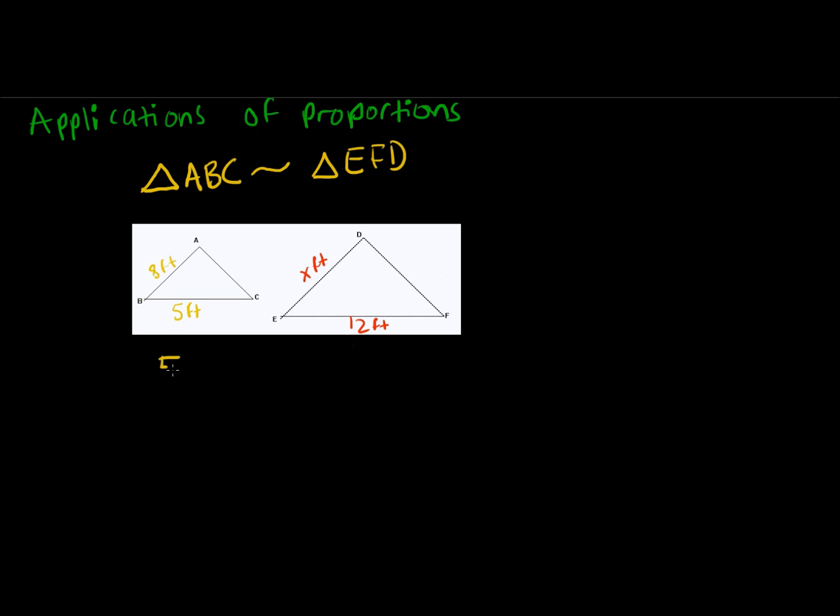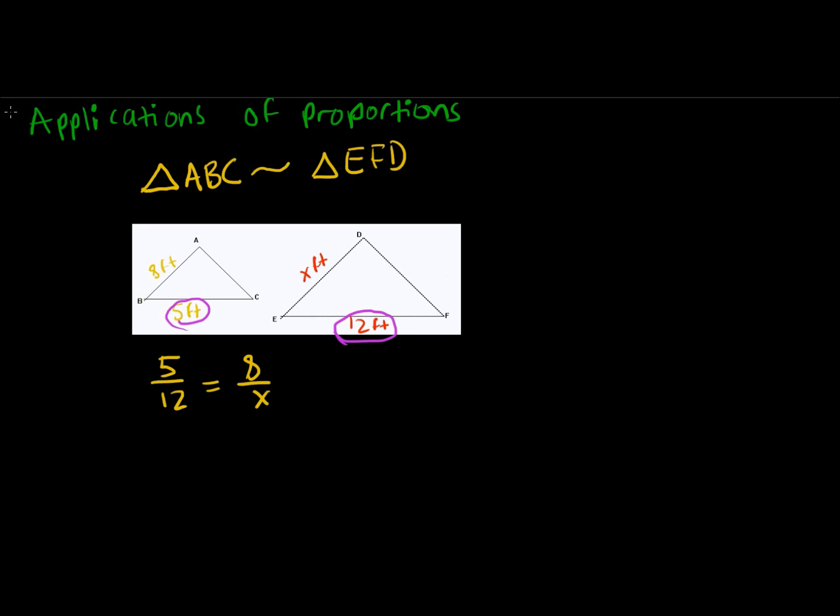5 divided by 12 equals 8 divided by x. The reason we do 5 divided by 12 is because 5 and 12 are corresponding sides. The reason we do 8 divided by x is because 8 and x are corresponding sides. We keep the corresponding sides of one triangle above the fraction and the sides of the opposite triangle below the fraction. That's why 5 and 8 are above the fraction and 12 and x are below the fraction.